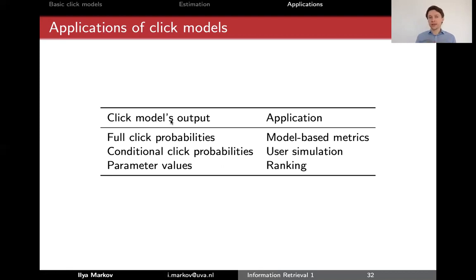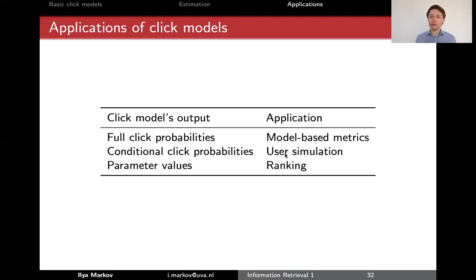And I already said that alphas are supposed to be unbiased indicators of relevance. And of course, you can use those in ranking. You can use those as features in learning to rank. You can use those in online and counterfactual learning to rank. So these are the most widespread applications of click models.